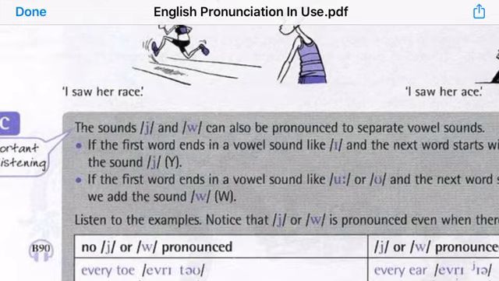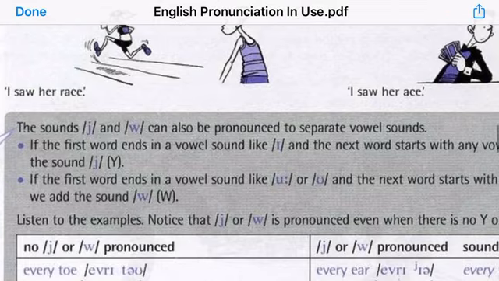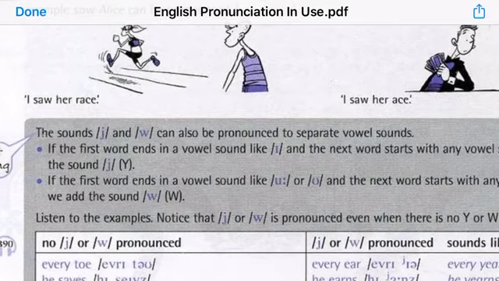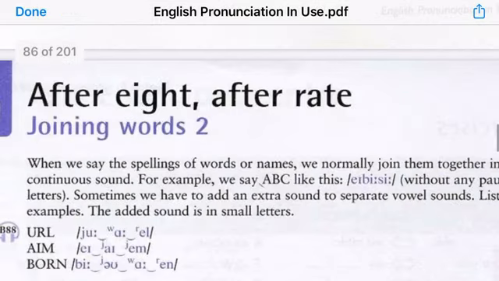You don't need to be intimidated by this. I know it's a bit difficult, but you only need to memorize one example only. The sounds Y and W can also be pronounced as separate vowel sounds. We can have insertive Y and insertive W, as we saw in the examples at the beginning here.